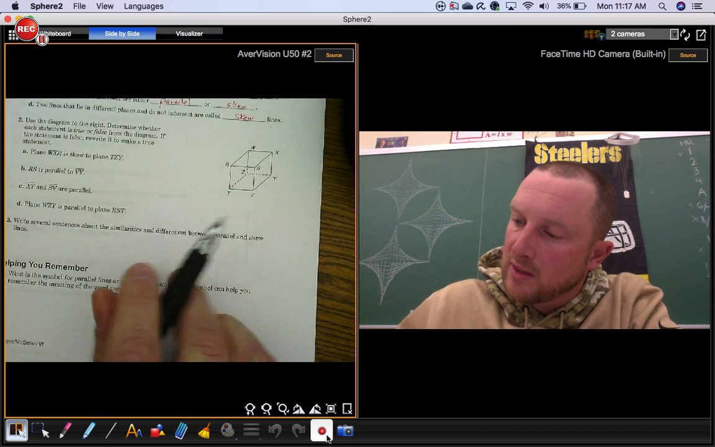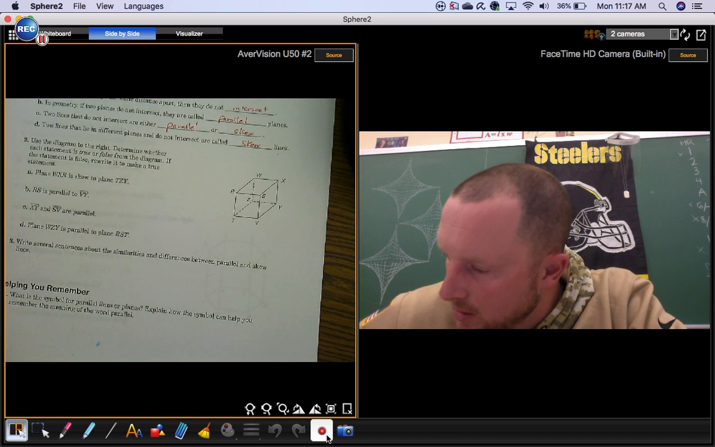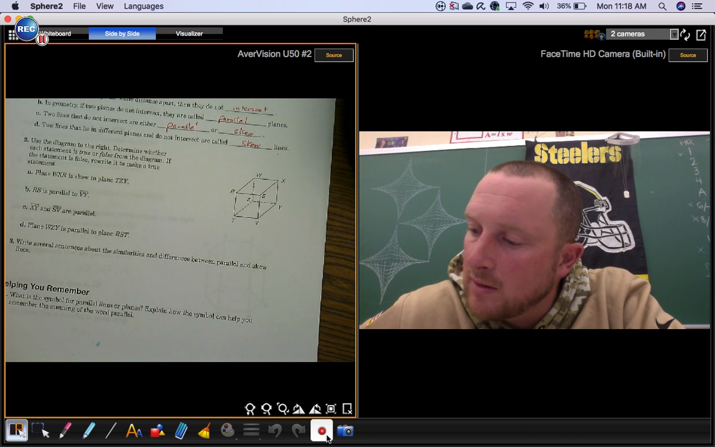Number 2, we're going to use the diagram to the right. Determine whether each statement is true or false from the diagram. If the statement is false, rewrite it to make it a true statement.